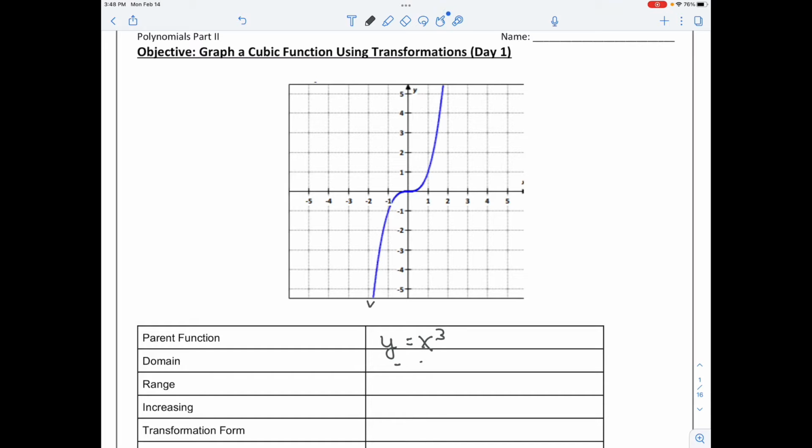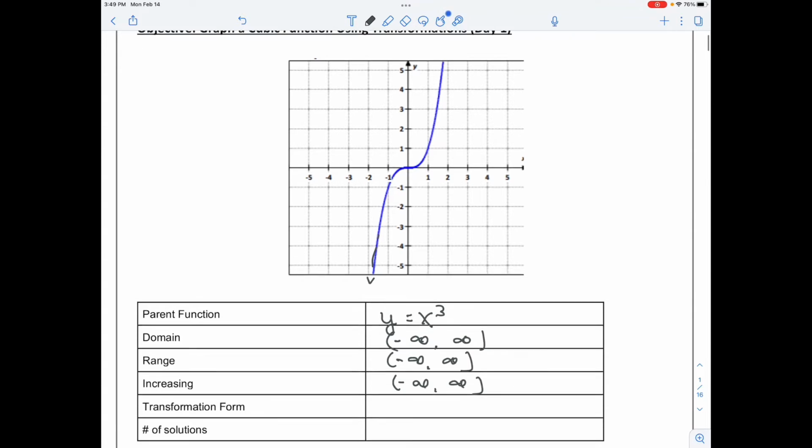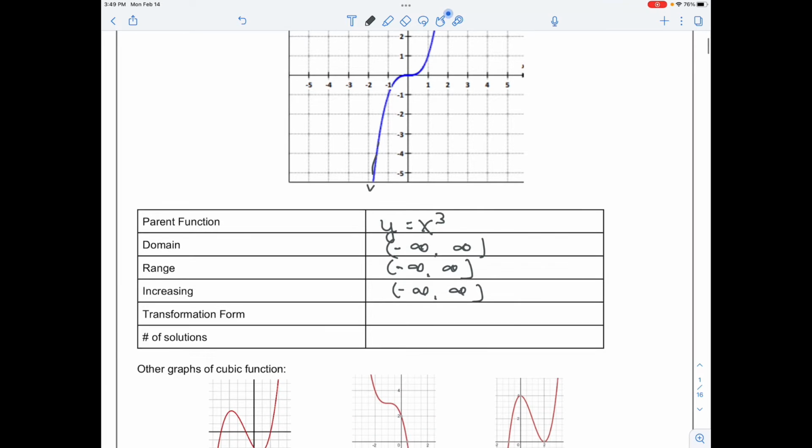your domain will go from negative infinity to positive infinity because it has all x values. Your range similarly also goes from negative infinity to positive infinity. The y equals x cubed function is increasing on its domain, so it's increasing from negative infinity to infinity.